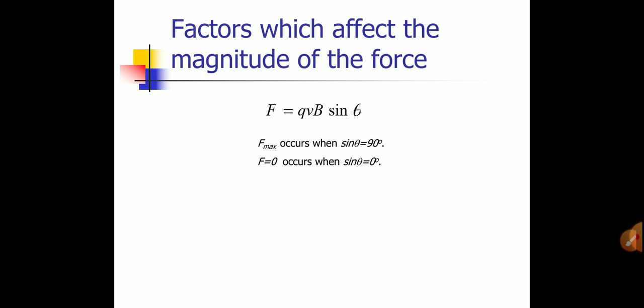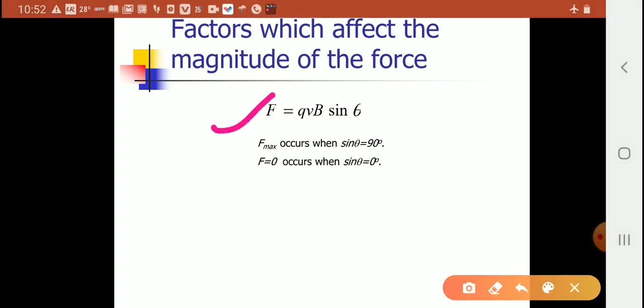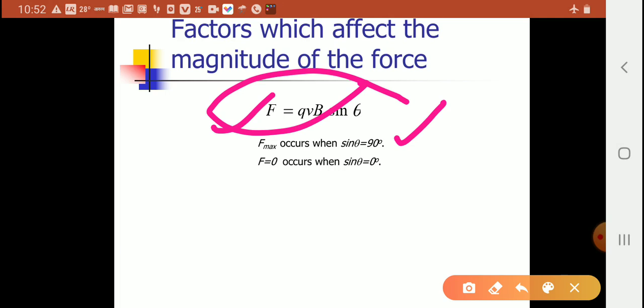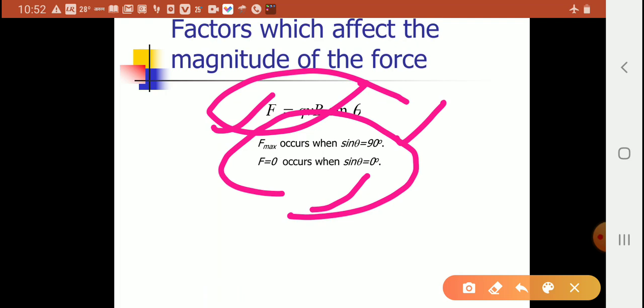So the factor which affects the magnetic force: F equal to QvB sin theta, right? F maximum occurs when theta equal to 90 degrees. F equal to 0 occurs when sin theta equal to 0. This is generally the factor of the force on a moving charge, right?